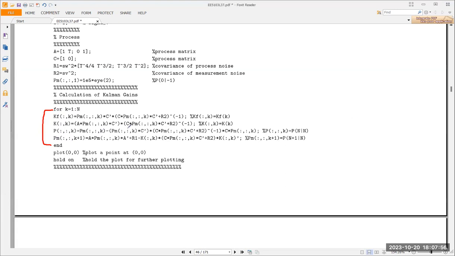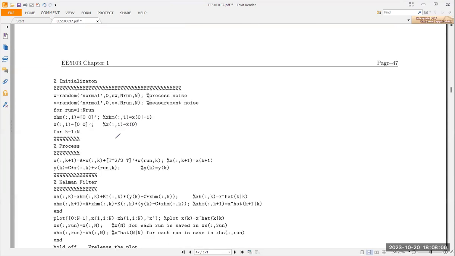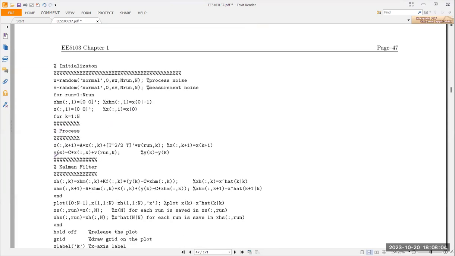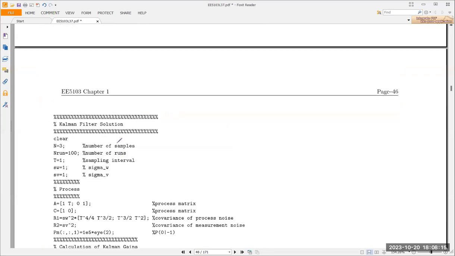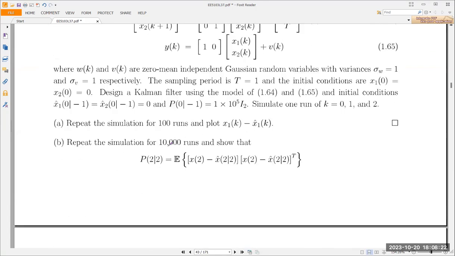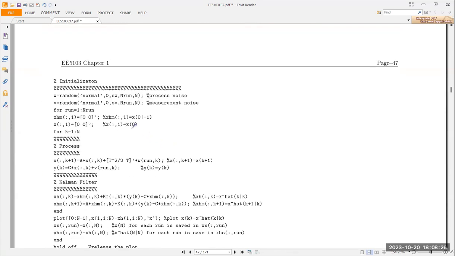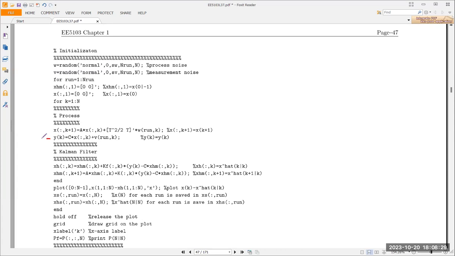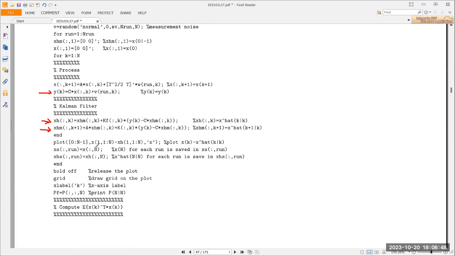All right, so then after that, they say, okay, then the plant starts to run. When the plant starts to run, you will get your measurement. The plant is given here. So from here, you will get your measurement Y. Then with Y, you feed it to the command filter equation, X hat and XK plus 1, which is this one and this one. Okay, and then the rest is just some plotting.